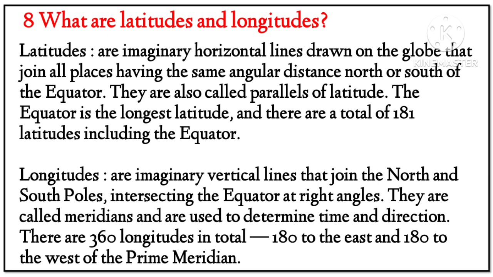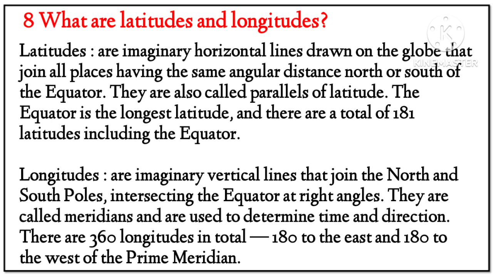Question number 8. What are latitudes and longitudes? Answer. Latitudes are imaginary horizontal lines drawn on the globe that join all places having the same angular distance north or south of the equator. They are called parallels of latitude. The equator is the longest latitude and there are a total of 181 latitudes including the equator.